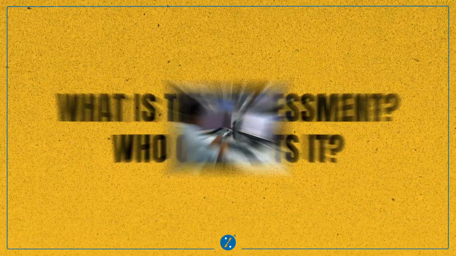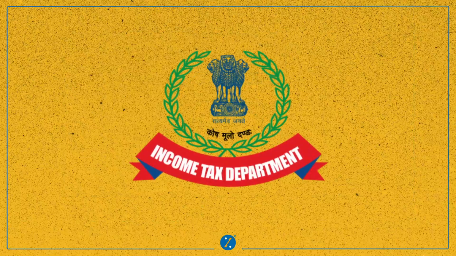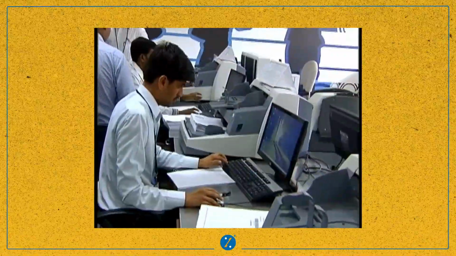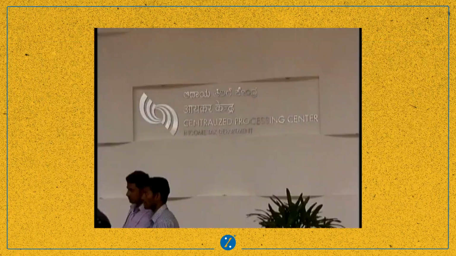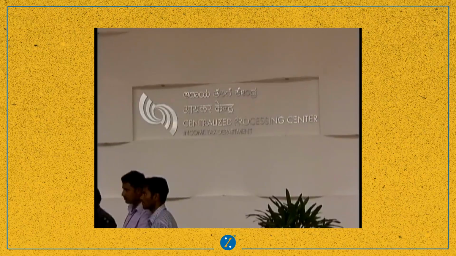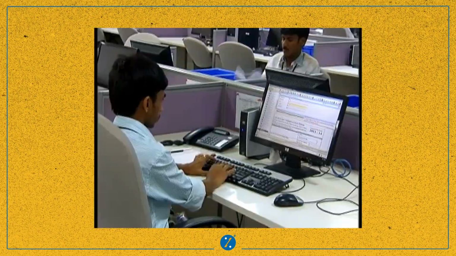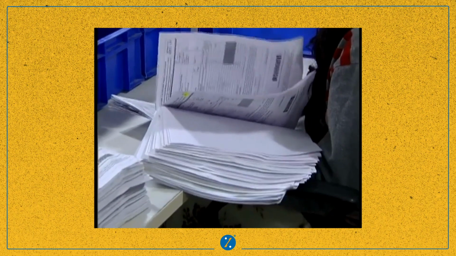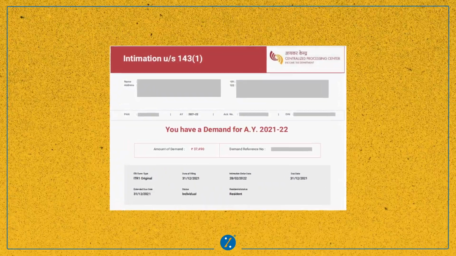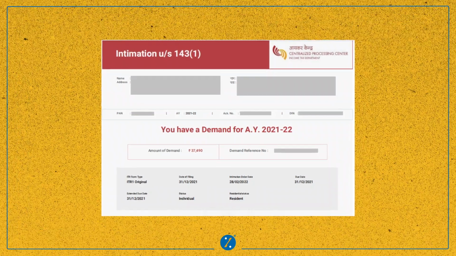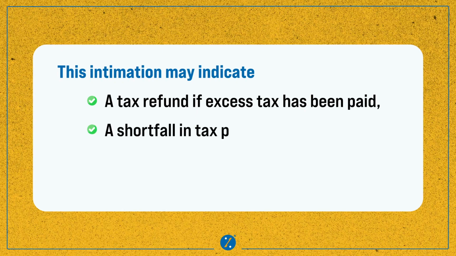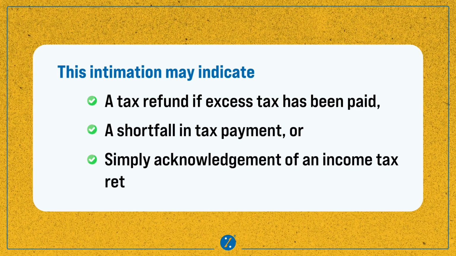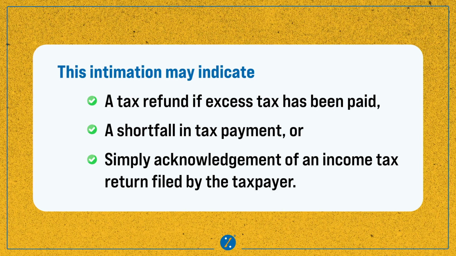First of all, what is this assessment and who conducts it? The assessment process, conducted by the income tax department, is a preliminary examination of the filed returns. This process is entirely computerized and delegated to the Central Processing Centre (CPC) in Bangalore. Once the preliminary assessment is complete, the system generates an intimation under Section 143(1). This intimation may indicate a tax refund if excess tax has been paid, a shortfall in tax payment, or simply acknowledgement of an income tax return filed by the taxpayer.